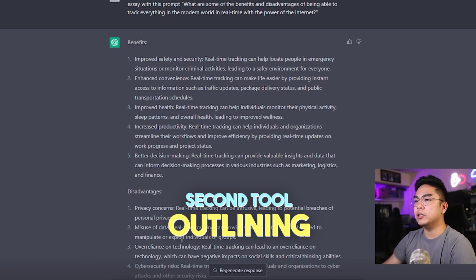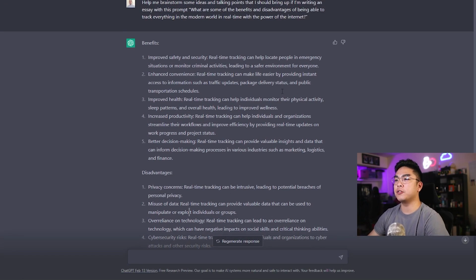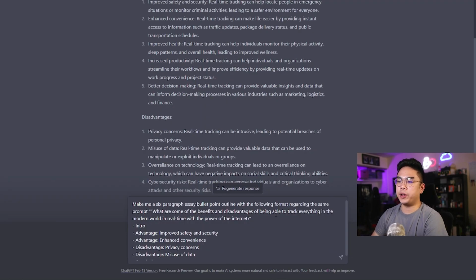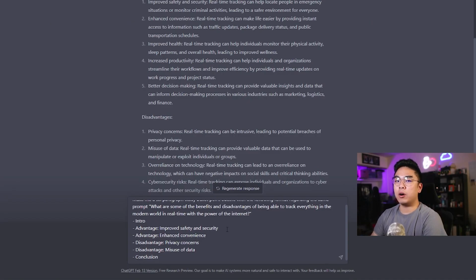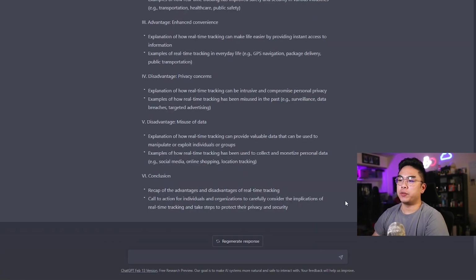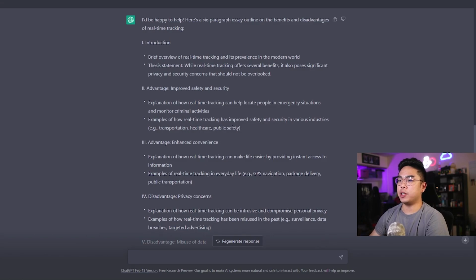Now I'm going to hop back into these benefits and disadvantages of my prompt. And what I'm actually going to do is pick the ones that I think are interesting to me and what I actually want to write about. All right, so over here, I have come up with my prompt and I told it to make me a 6-paragraph essay bullet point outline. So again, this could be any number of paragraphs that you have with the following format regarding the same prompt. And I've put in the same prompt here again. And I've given it how I want my paragraphs to be structured, right? So I put in the intro, I put in 2 advantages, I put in 2 disadvantages, and I also put in a conclusion.